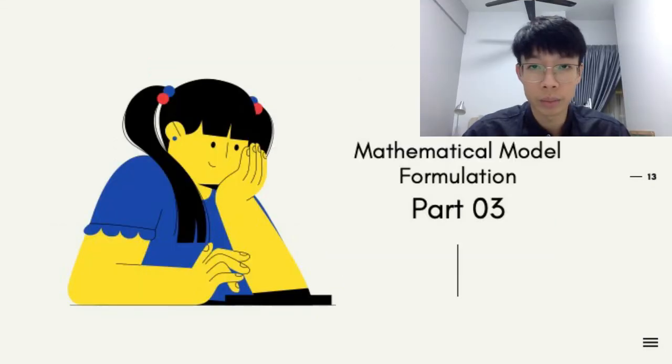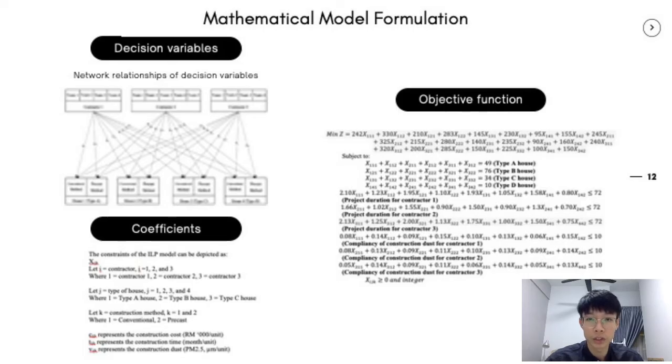Next, we come to our mathematical model formulation part. The mathematical model for this research is made up of three main parts, which consist of decision variables, coefficients, as well as objective function. If we look closely to objective function, we can see that the main objective of this research is minimization, and there are 10 constraints which is associated with it, and which includes the type of houses, project duration, as well as the complexity of construction tasks.